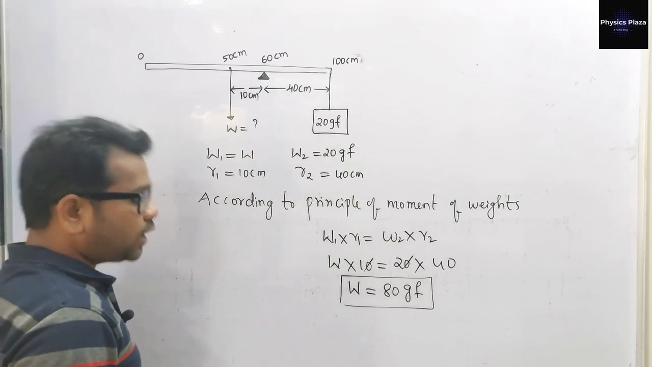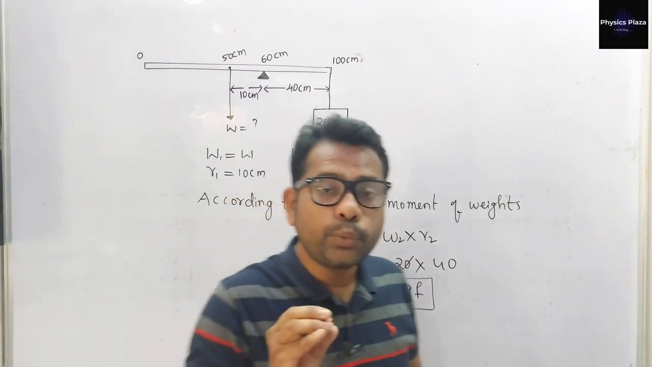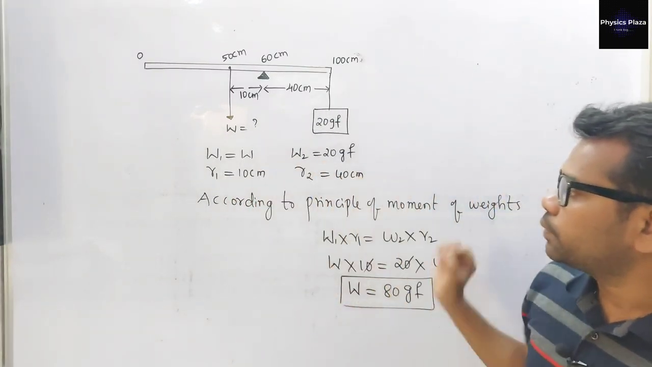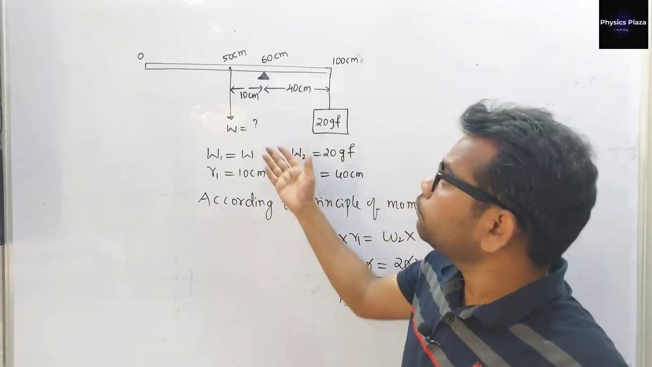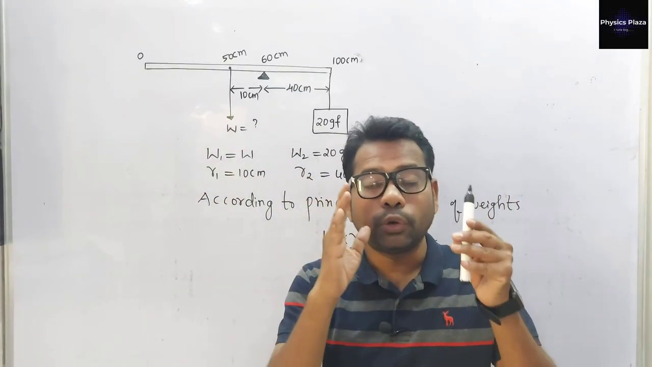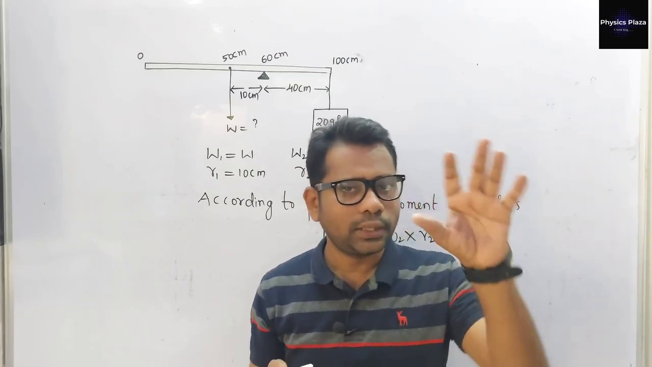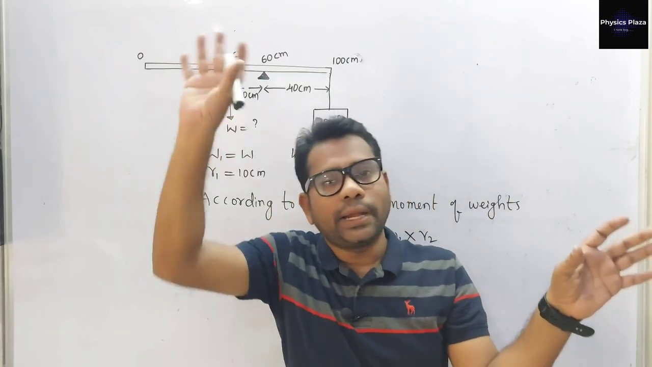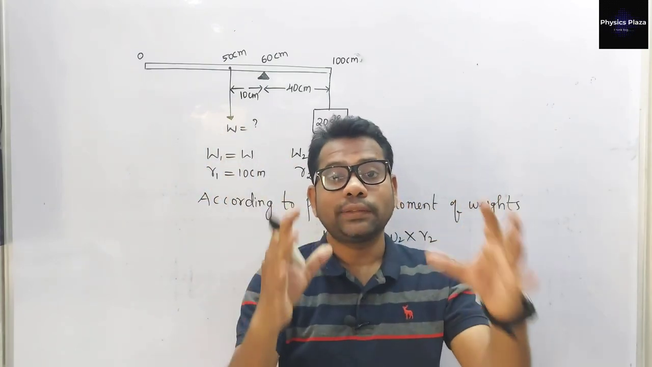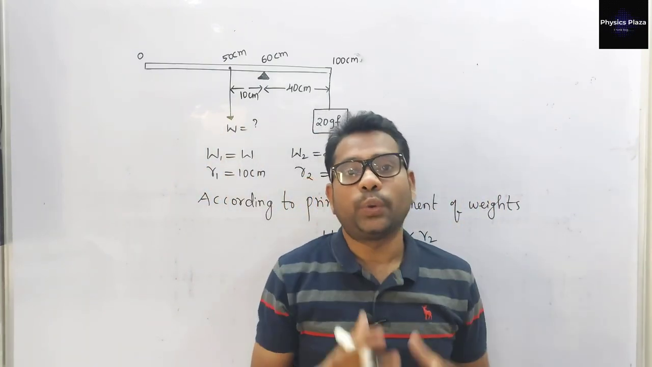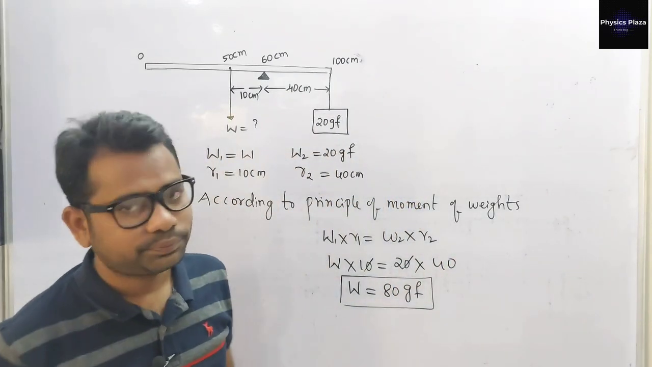So children, this is how we can calculate the numericals based on the principle of moments. Very easy, children. If they want to make it a bit complicated, what will they do? They'll give more number of forces, but no need to worry. Just calculate the clockwise moments and anti-clockwise moments, just equate both. Then definitely you will get the value they are expecting. Okay, just copy it.